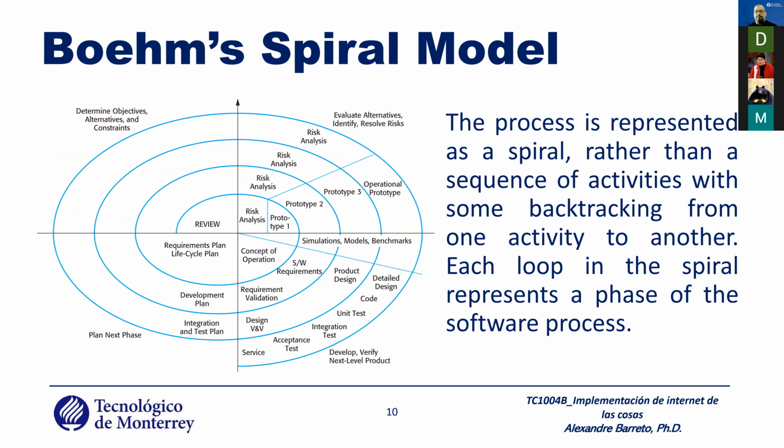Another model is the Boehm spiral model. It's like an incremental model, however, you work in a spiral. Again, you increase the things that you, for example, I believe I have here.